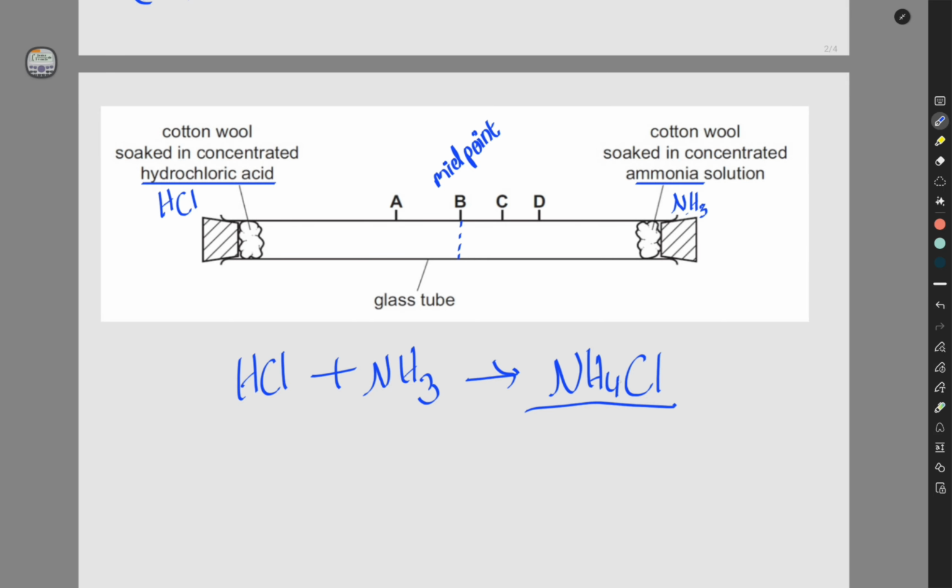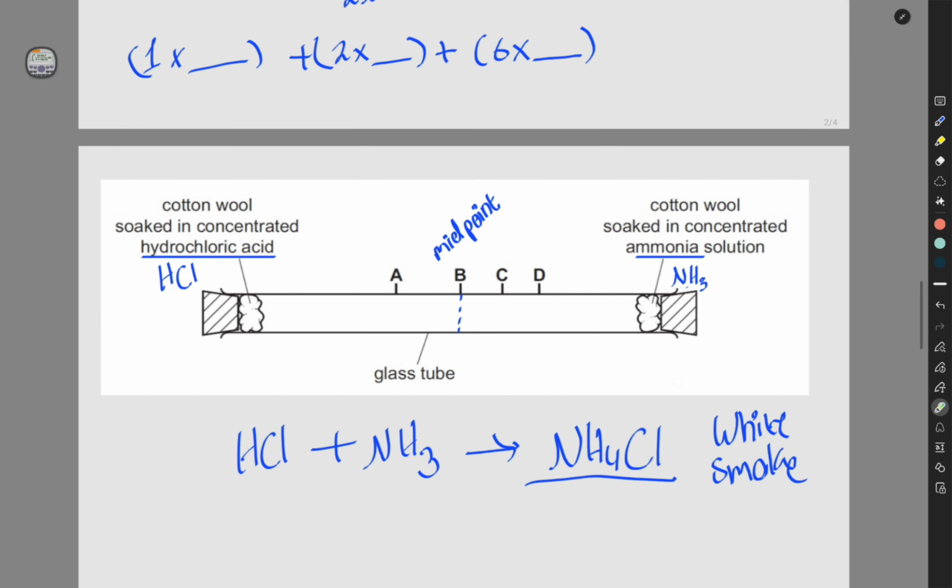I know that NH4Cl, when it forms, is going to give you white smoke. So at any point, if I see white smoke through this tube, just know that this product has formed. In this tube, this HCl is going to move like this, and this NH3 is going to move like this. Wherever they meet, they'll react and form NH4Cl, which will form white smoke, and you'll know that NH4Cl is in that area, which means that they met at this certain point.